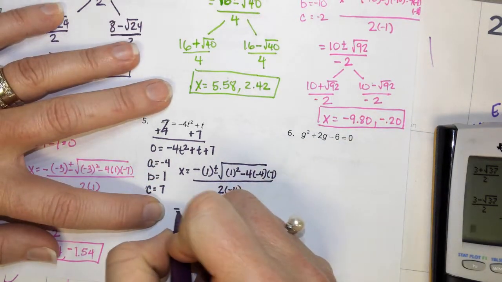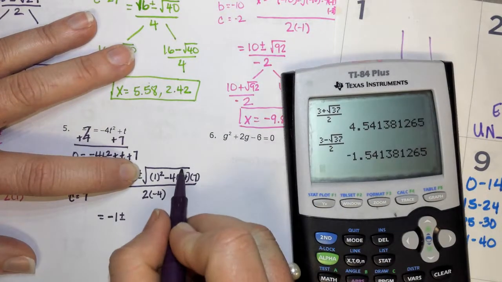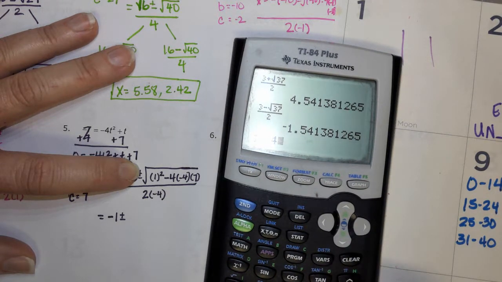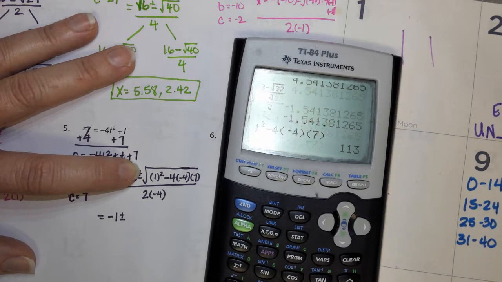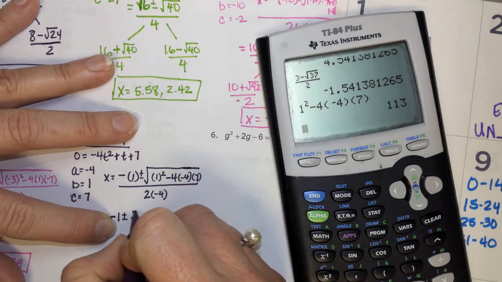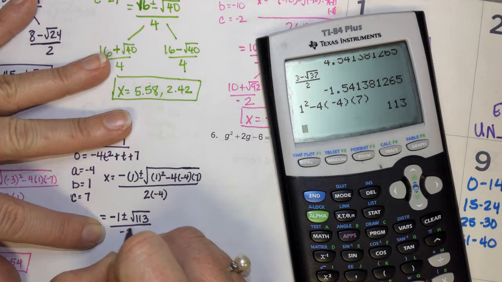Okay, so that means this equals negative 1 plus or minus, and let's figure out what's inside of this. So 1 squared minus 4 times negative 4 times 7 gives me 113. So I would have negative 1 plus or minus the square root of 113, all divided by 2 times negative 4, which gives me a negative 8.